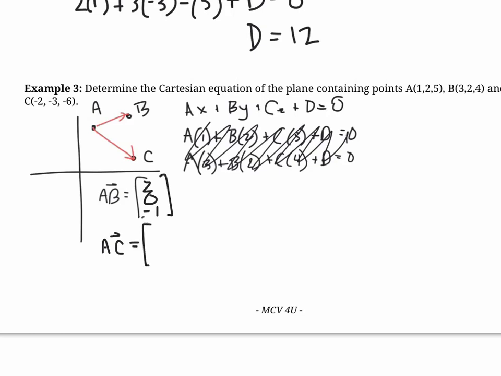And then we could find our AC by doing the same thing. So subtracting, what is it? 1 minus negative 2, so that's like 1 plus 2, which is 3. Oh, sorry, I went the wrong way. I've got to do C minus A, right? So negative 2 minus 1 should be negative 3. And then negative 3 minus 2 is negative 5. And then negative 6 minus 5 is negative 11. It should be a negative 11. So we have our two vectors, AB and AC.